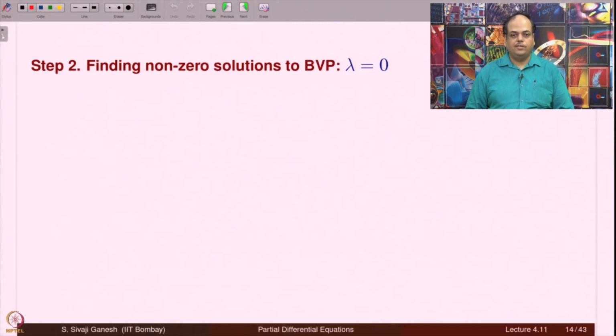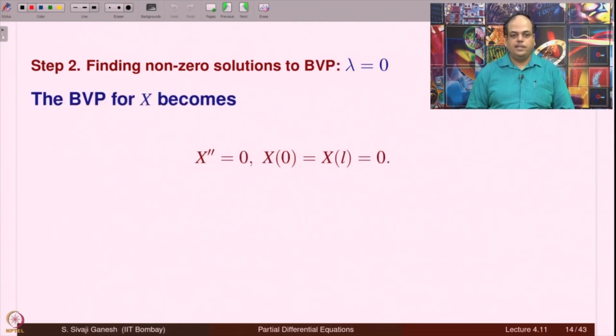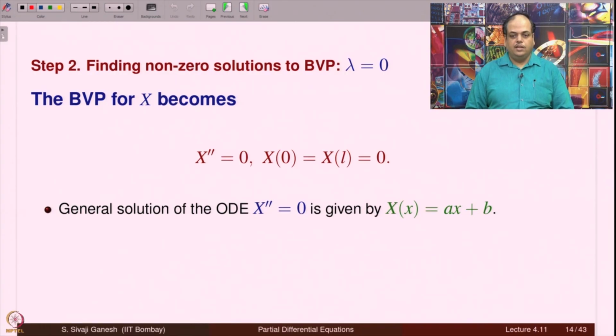Let us look at lambda equal to 0. So, the BVP is x double dash equal to 0, x of 0 equal to x of L equal to 0. The general solution of the ODE x double dash equal to 0 is Ax plus b, where A and b are constants. Now, we are going to use these boundary conditions and determine A and b.